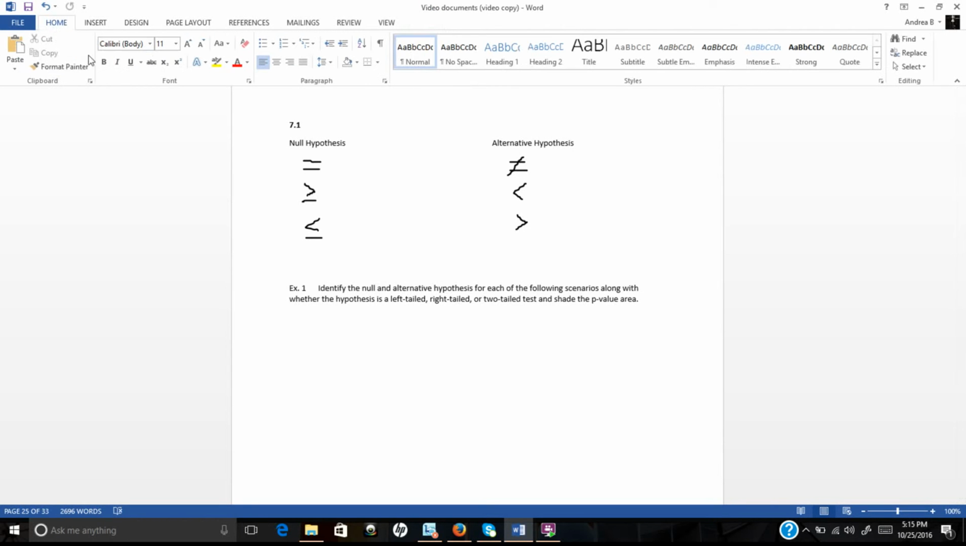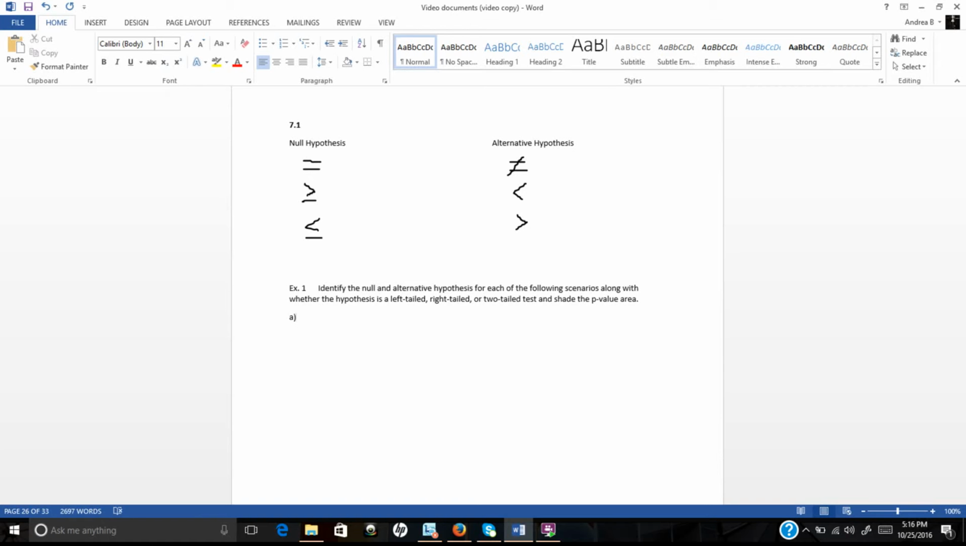Example 1 is the one that we'll go through in this video. We'll do example 2 in the next one. We need to identify the null and alternative hypothesis for each of the following scenarios, along with whether the hypothesis is a left tail, right tail, or two-tail test, and shade the p-value area for each. It looks like I forgot to include them here, so I'll type them up.